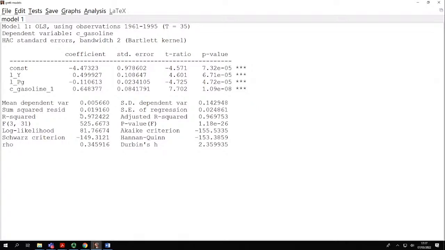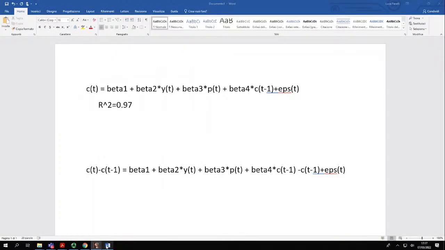But I want to make a joke about this before moving on, because I also need to have some fun in teaching. So this is 95, and this is the model we have estimated, which I've written here in Word. We have been regressing the log of per capita gasoline consumption on a constant, the log of per capita expenditure, the log of the price of gasoline, and the log of gasoline consumption in the previous year, plus an error term. We have estimated this model by OLS, and we have found that the R square is 0.97, which is quite good according to the interpretation that the R square is a number between 0 and 1. The closer to 1, the better the model, which is right. I'm not saying that it's not right.